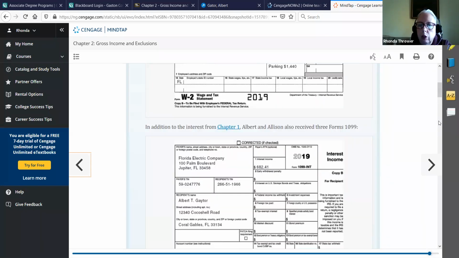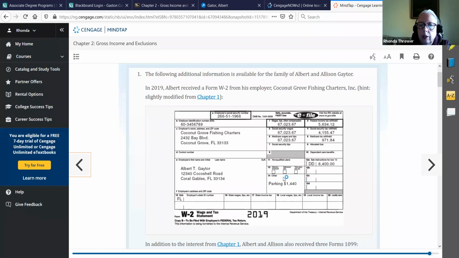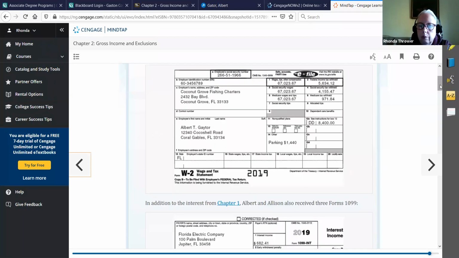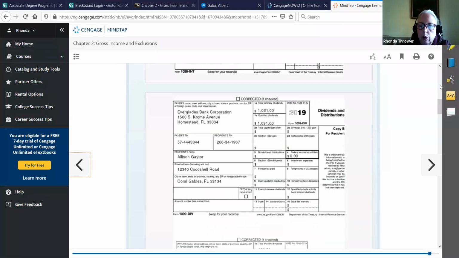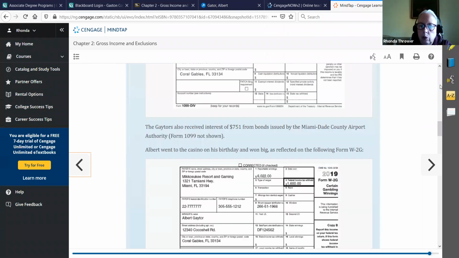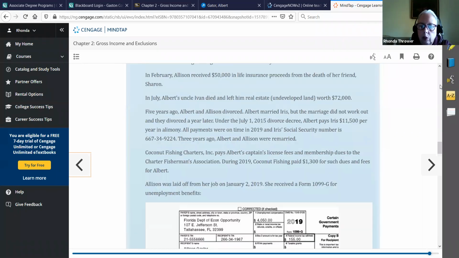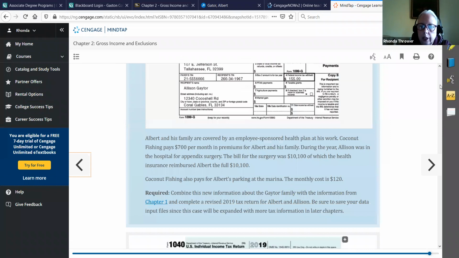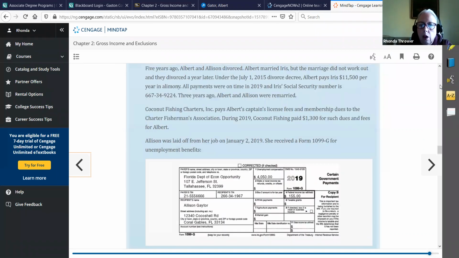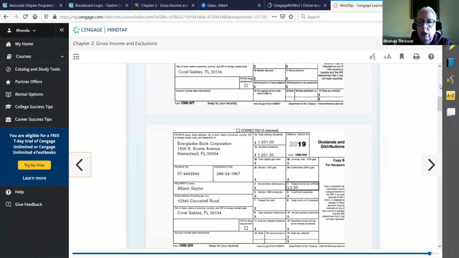If you look at your W-2 form, the parking was described in other at $1,440. It is considered to be income, but we don't know what to do with it yet. So I'm not going to do anything with it on this particular problem. Maybe in an upcoming problem. And so I believe that's all that we have for this.